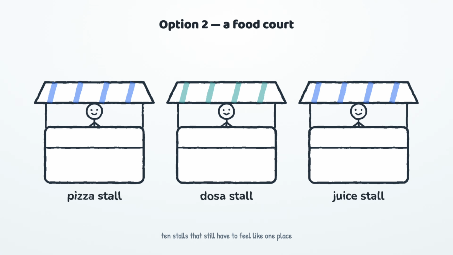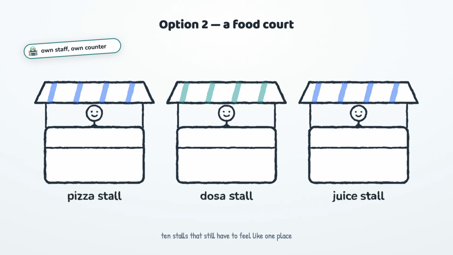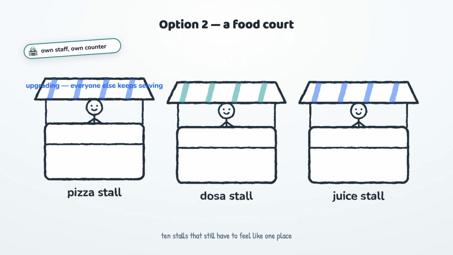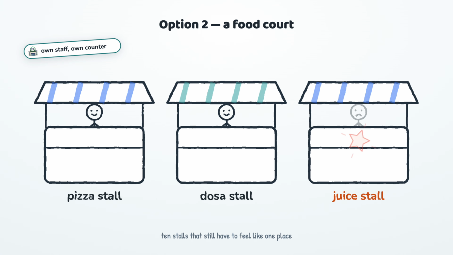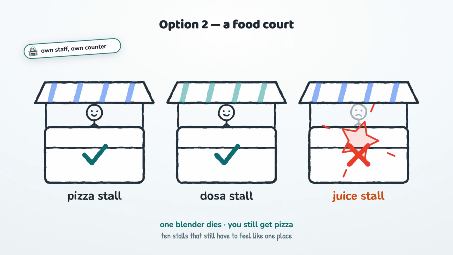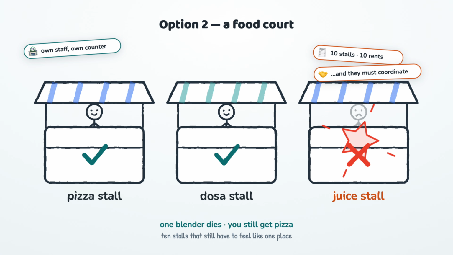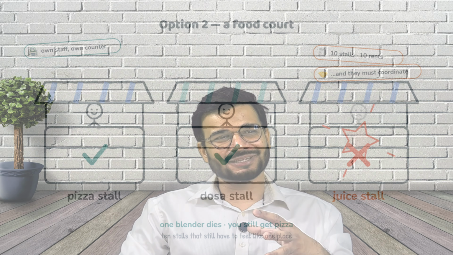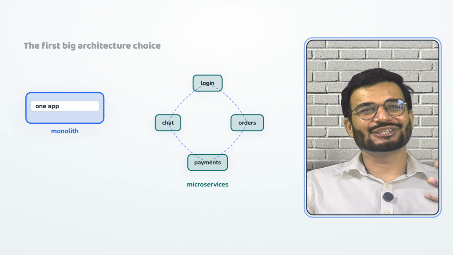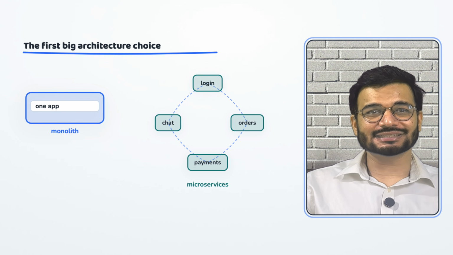Now, option two is a food court. Separate little stalls, a pizza stall, a dosa stall, and a juice stall, each with its own staff and its own counter. Now, you can upgrade the pizza stall while everyone else keeps serving. If the juice blender dies, people still get the pizza. But now you've got 10 stalls to manage, 10 rents, and they have to coordinate so the food court actually works as one place. Now, that right there is monolith versus microservices, the first big architecture choice in system design.